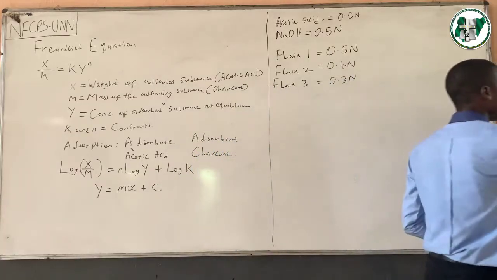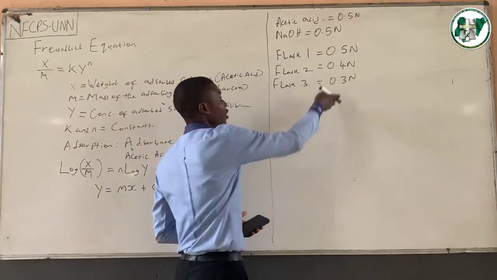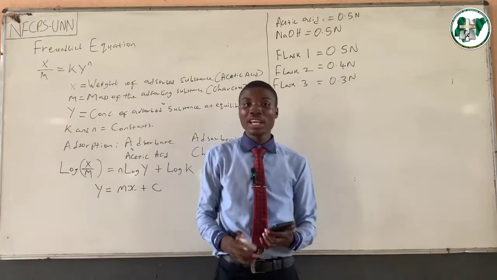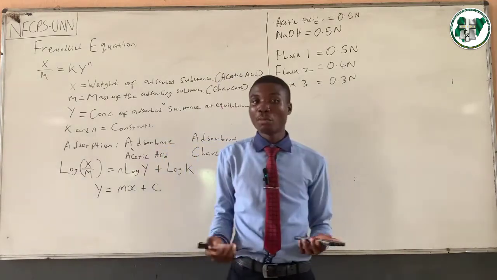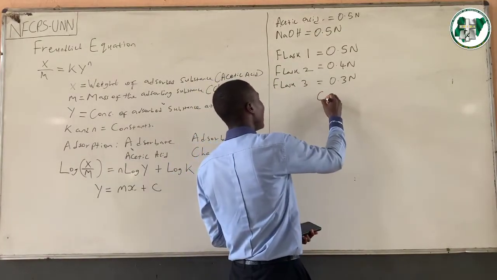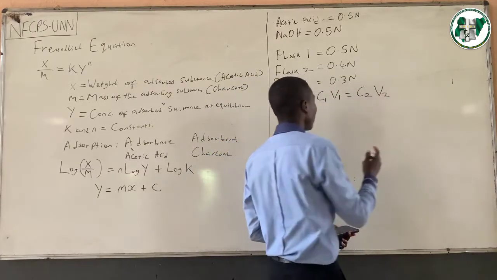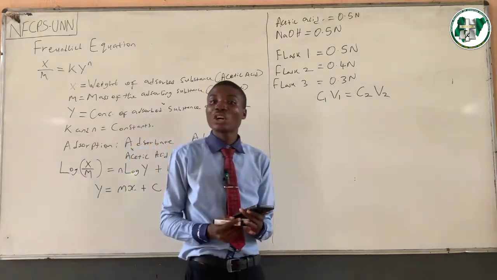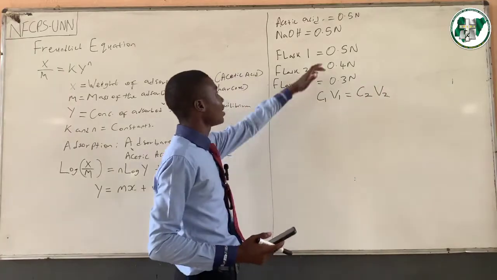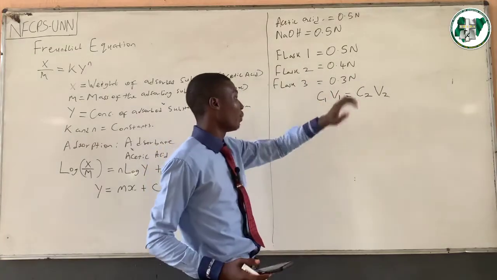So let me show you exactly how they were able to get these concentrations, 0.4, 0.3, from the stock solution. The way they were able to do that is by using the normal dilution formula, which simply goes this way: C1V1 = C2V2. That's concentration 1 times volume 1 is equal to concentration 2 times volume 2. So we are going to see how exactly we can work with 0.5, dilute it to 0.4, and also dilute to 0.3 in the lab.